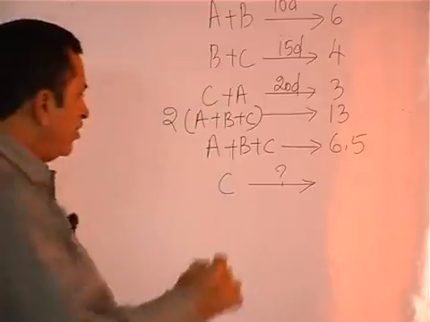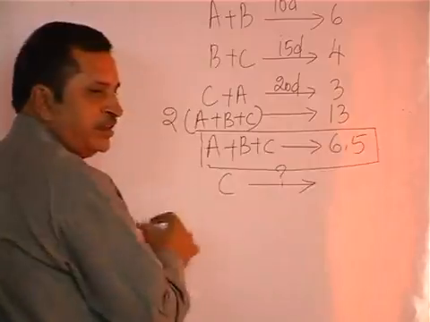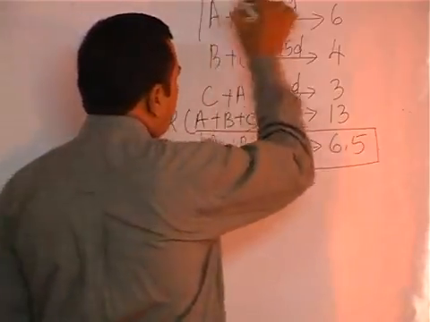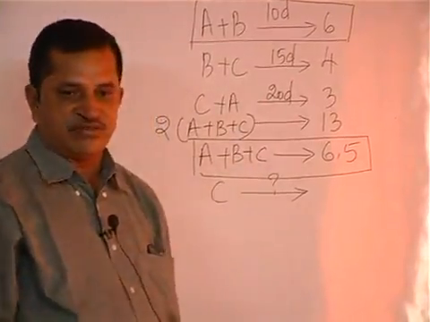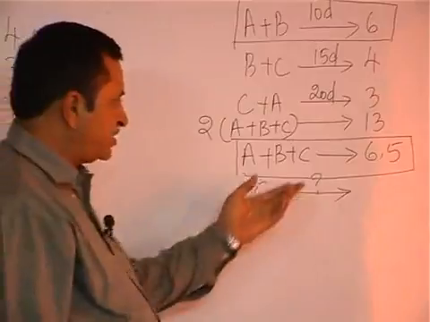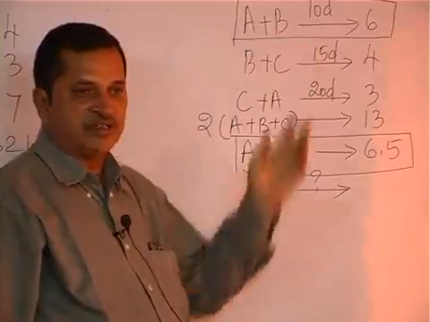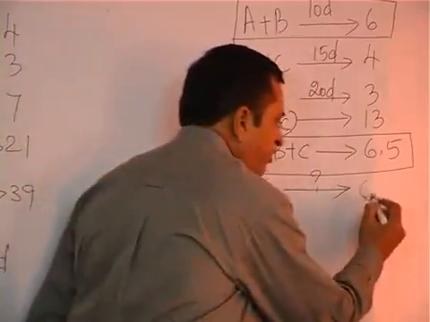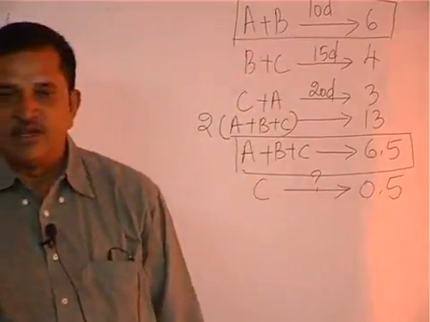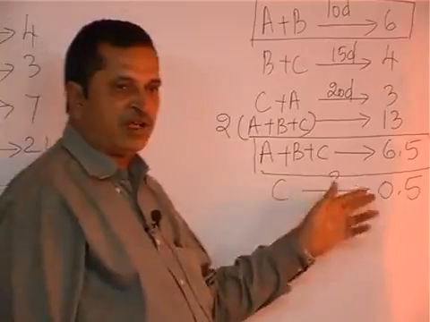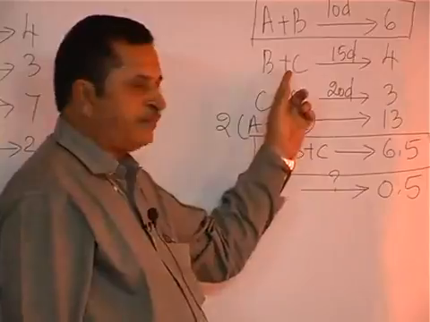Now, from the work of A plus B plus C, if you subtract the work of A plus B, whose work will you get? C's work. A plus B plus C are doing 6.5 units, A plus B are doing 6 units. Therefore, work of C per day will be 0.5 units. If you want to find the individual work of A or B or C, the same method can be used. From A plus B plus C, subtract B plus C, you will get A's work.